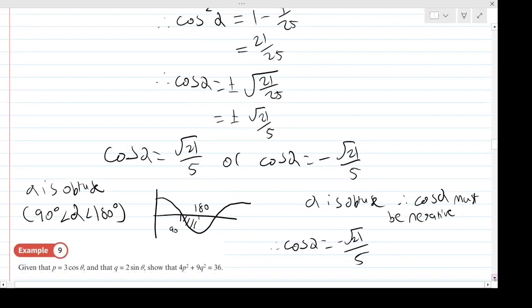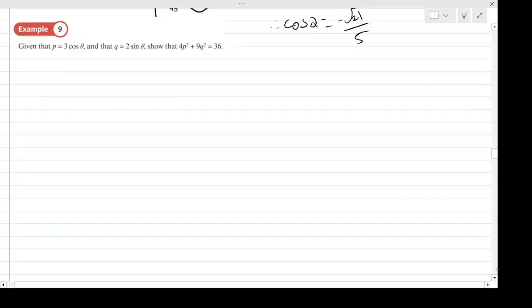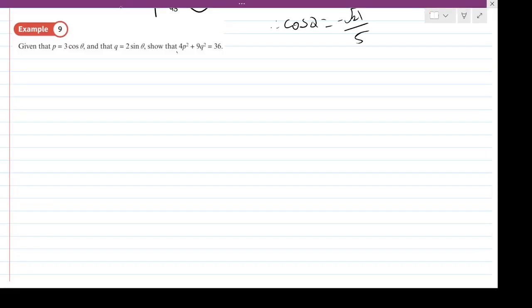Let's have a look at another example. We are told P is 3 cos theta and Q is 2 sine theta. Show that 4p squared plus 9q squared is 36. Again, it's sort of like an identity, although obviously it's an equation. What we can do is consider 4p squared plus 9q squared and see what I get, and hopefully I get 36 if I simplify it. Well, P is 3 cos theta, so I can substitute that in. So this is identical to 4 lots of 3 cos theta, squared, and then add 9 of q squared.